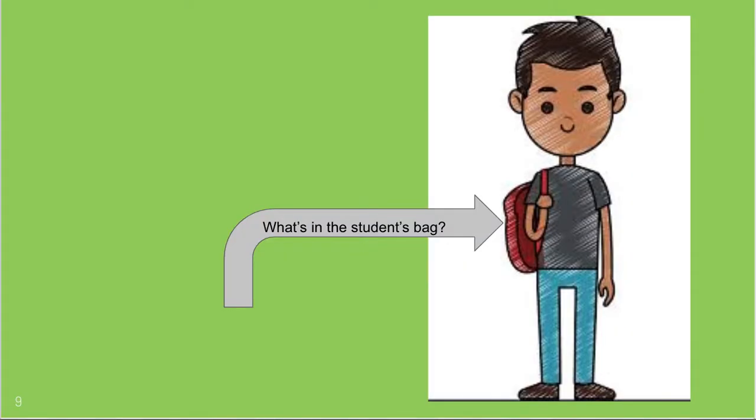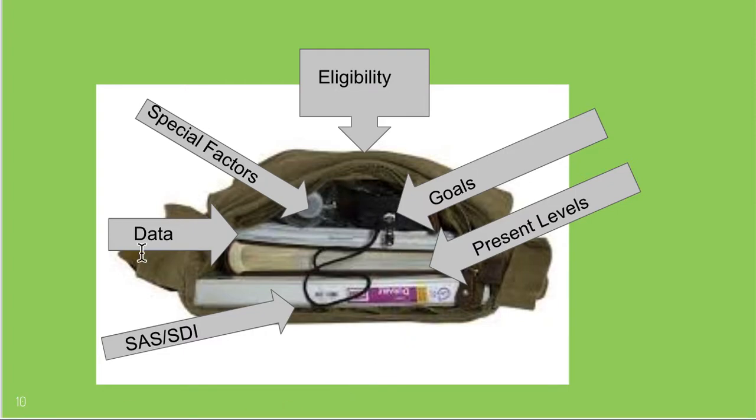When we think about that, we've got the student, right? And we say, well, what's in the student's bag in terms of what they're taking to school? So when we're looking at that IEP, we're kind of putting it all together. Eligibility is that bag that holds it all together. Students have to be eligible for special education services based on the fact that they have a disability that impedes their ability to make progress in the general education curriculum. So that's the key. Not every student with a disability has an IEP, but every student with an IEP does have a disability. So that eligibility is key. That's what holds it all together.